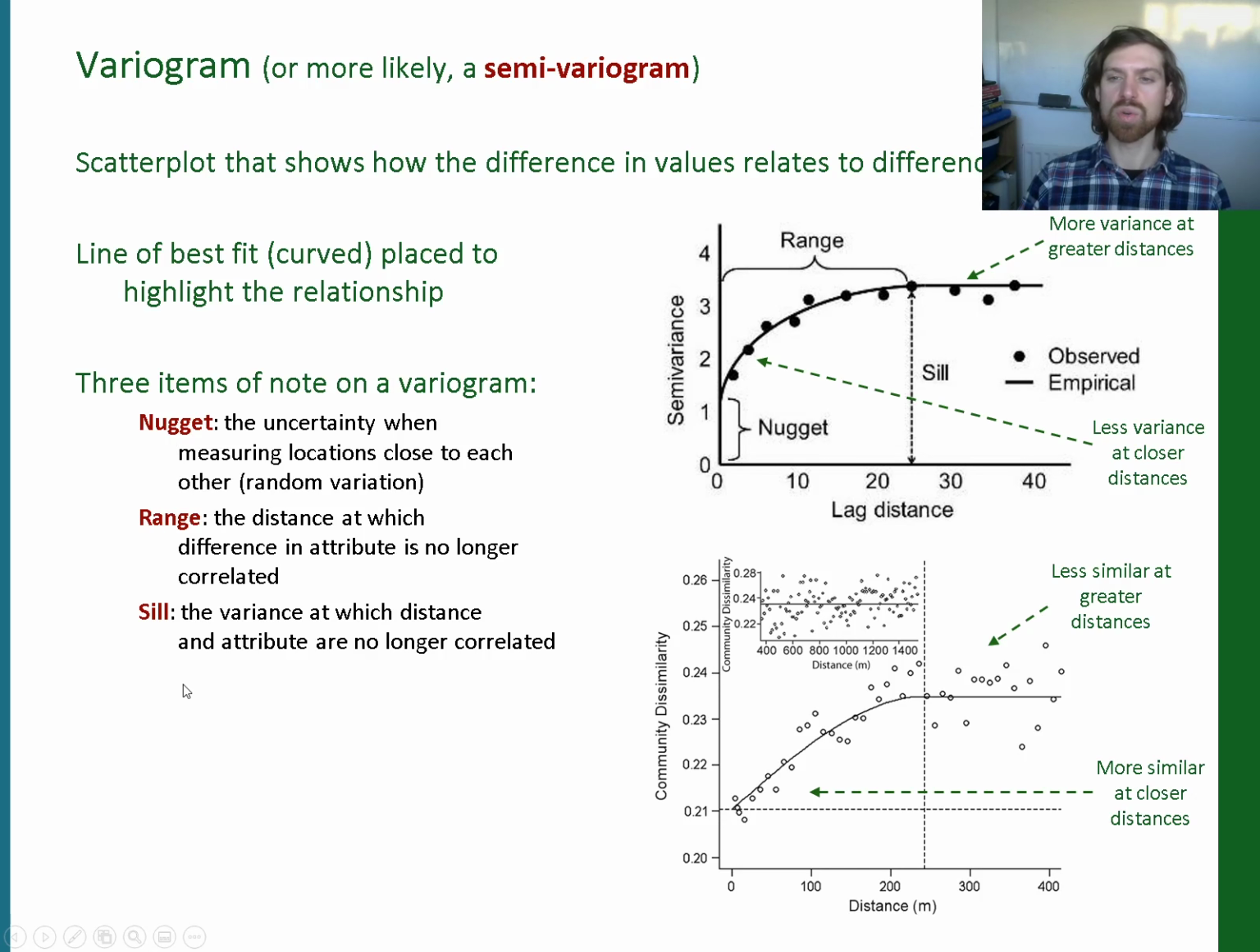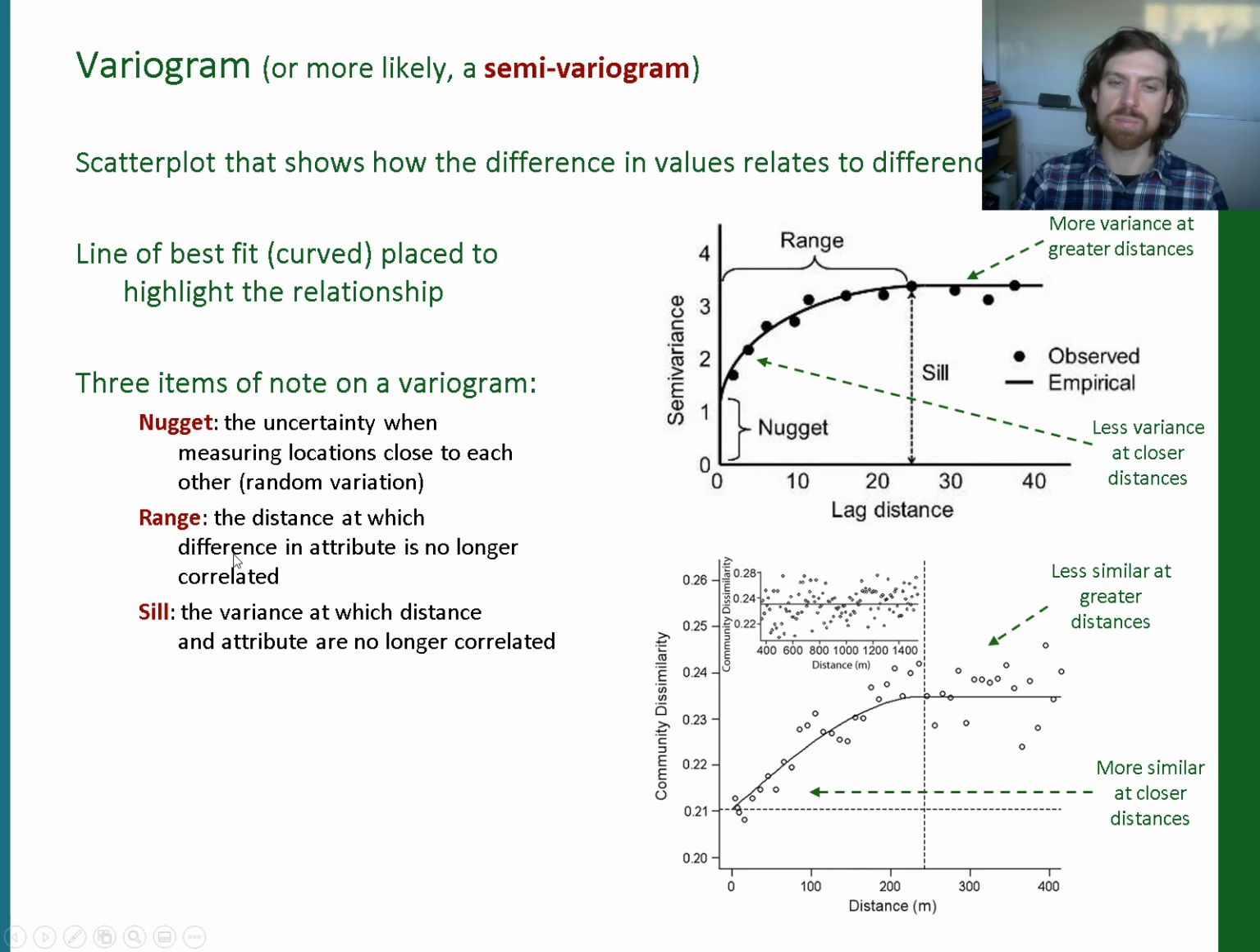And then there are 3 individual important parts of the variogram which you just need to be aware of. The nugget, just down here, is the uncertainty when measuring locations close to each other. The range is the distance at which differences in attributes are no longer correlated. If we look over here, we have an effect as we're moving away from the measurement point in terms of distance, and the variance is changing. And at some point we just get a plateau. We can keep moving away from a point in space, but there'll be no difference in the level of variance, and that's essentially because we've crossed the range.